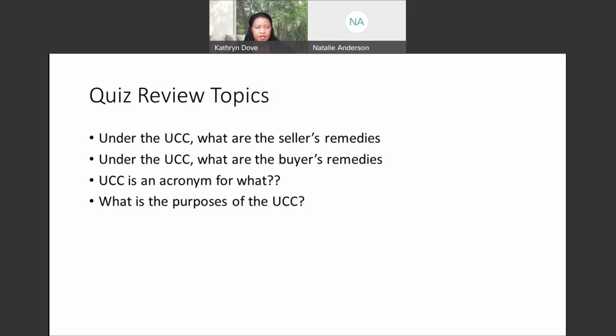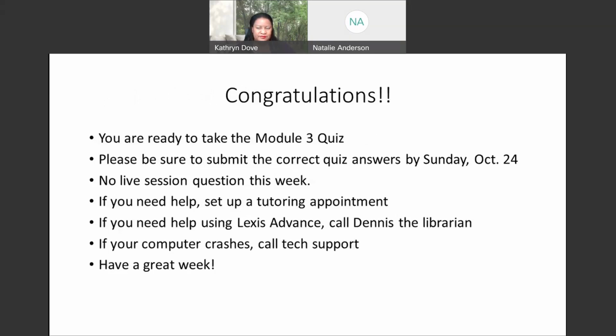So these are the topics that I would review. I would look over your notes. I would look over the information, especially in Module 2 about the UCC, to make sure that you are aware of the answers to these questions. Any questions about what might be on the quiz, Natalie? Okay, great. You should be ready to take the module quiz after you have reviewed that information. So please be sure to submit the correct quiz answers by Sunday, October 24th.